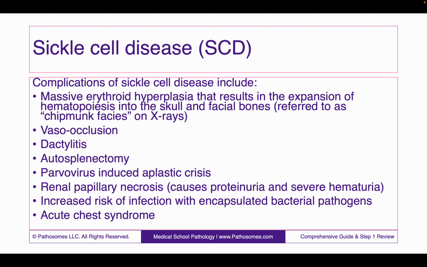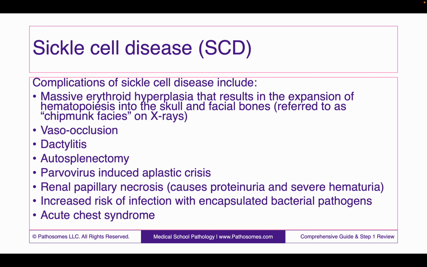Complications of sickle cell disease include massive erythroid hyperplasia that results in the expansion of hematopoiesis into the skull and facial bones, which is referred to as chipmunk facies on x-rays. Vasoocclusion, dactylitis with enlarged hands and fingers, autosplenectomy because the spleen is constantly assaulted by these abnormal red blood cells and it shrinks and shrinks and shrinks. Another complication includes parvovirus-induced aplastic crisis, wow, another double whammy.